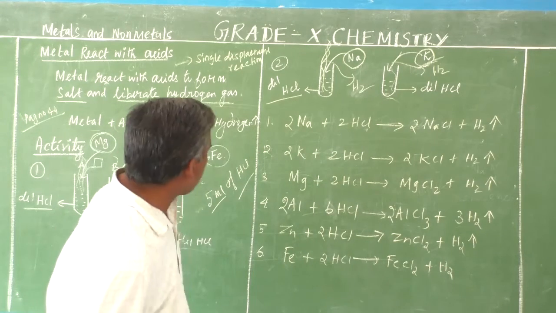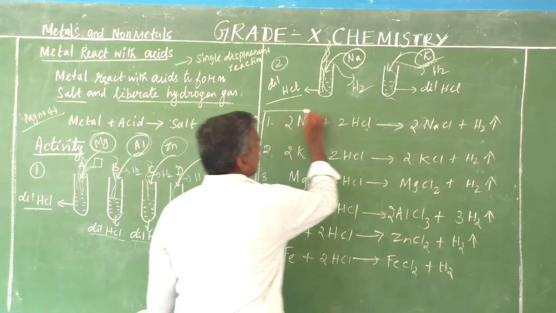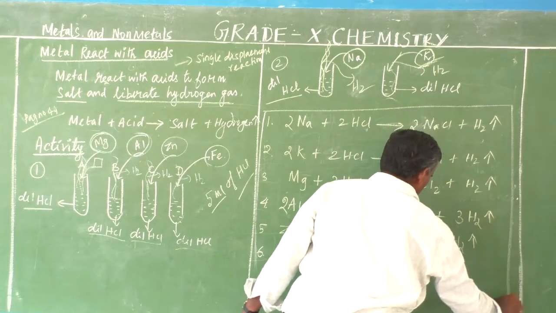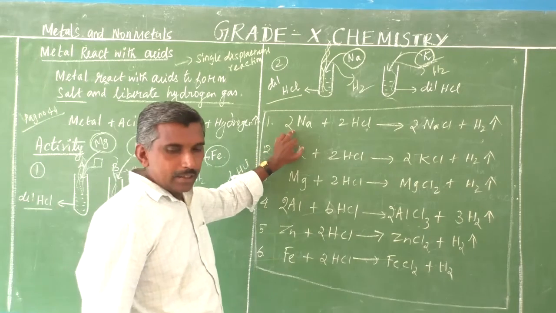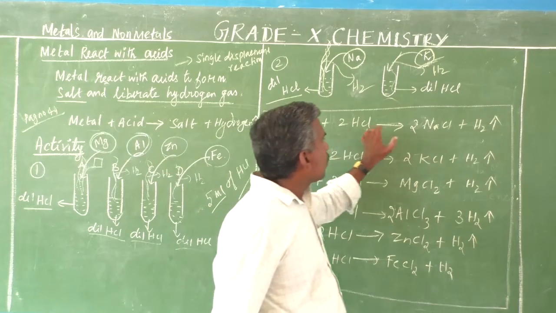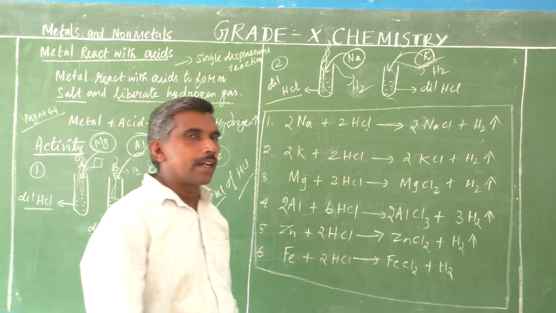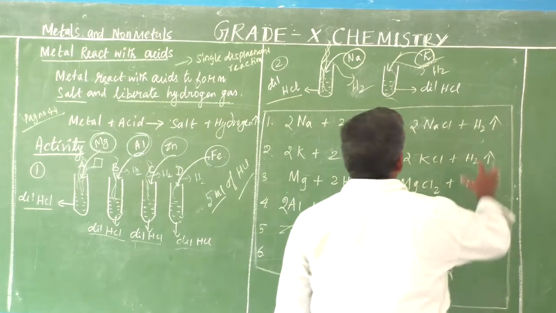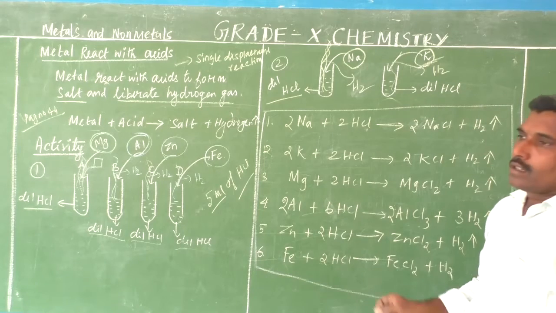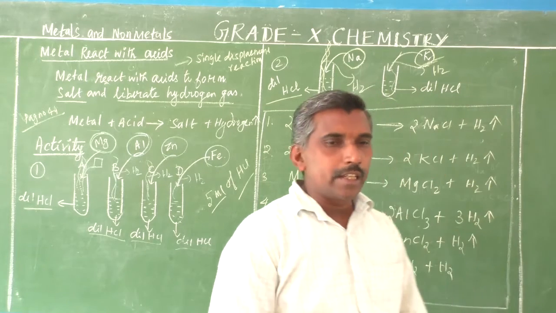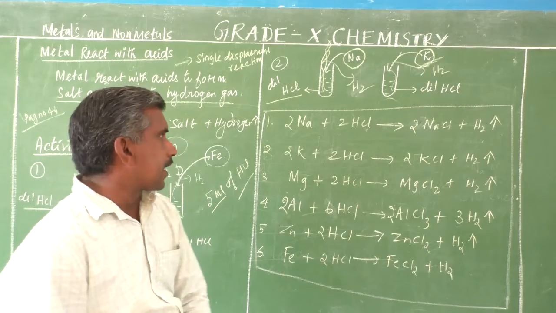These six reactions are very important. They are not there in the textbook, so please mention them. A metal generally reacts with acid to form a metal salt and hydrogen gas. How can you test the gas? When a burning matchstick is brought near the mouth of the test tube, it gives a pop sound, which indicates hydrogen gas.